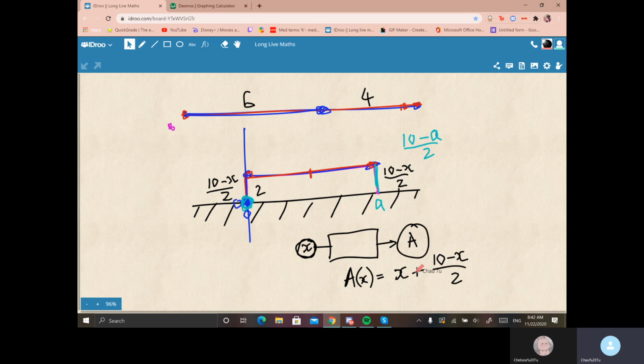Suppose X is 6. So this length here is 6. Do you agree? Then what's the height, Chelsea?